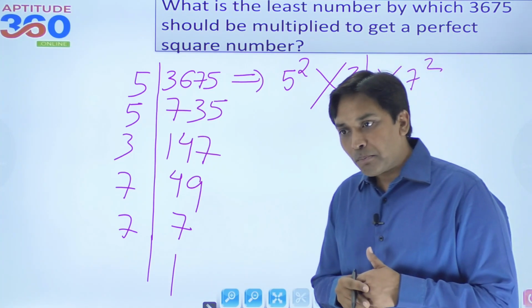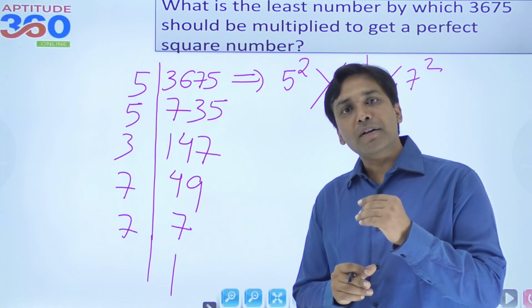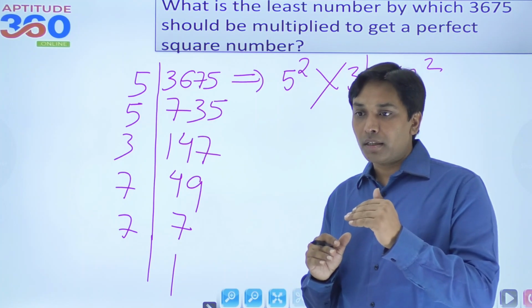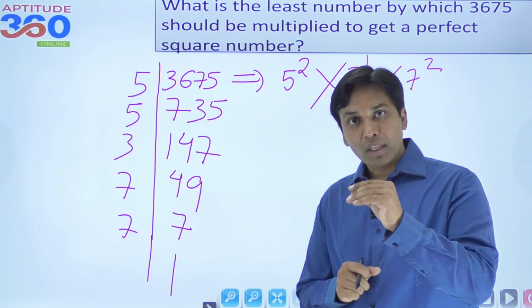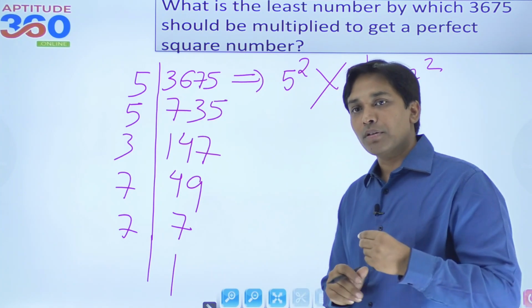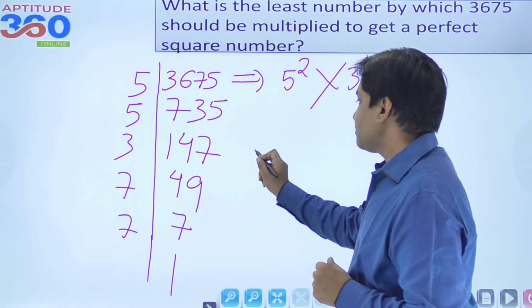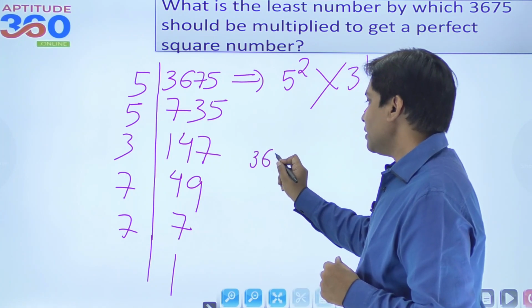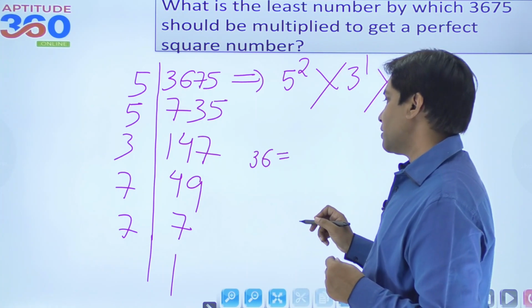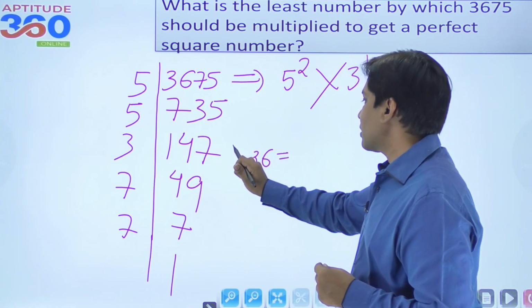And which number is known to be a perfect square number? Understand, in a perfect square number, if you do the prime factorization, in the powers you will have an even number. That is guaranteed. Say 36 is a perfect square number, which is the square of 6. If you do the prime factorization of 36, it is going to look like this.